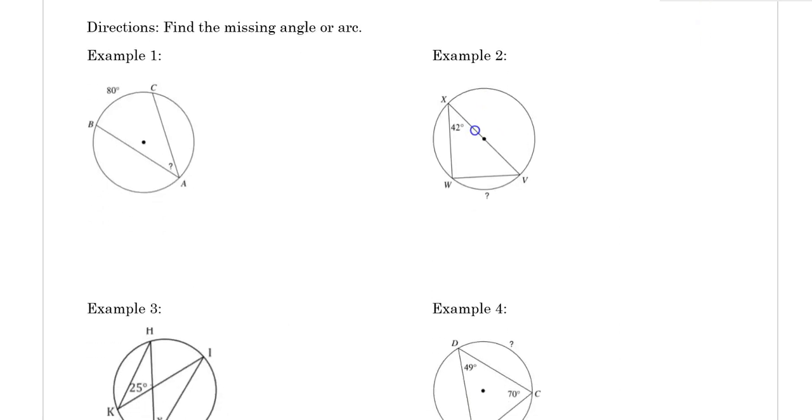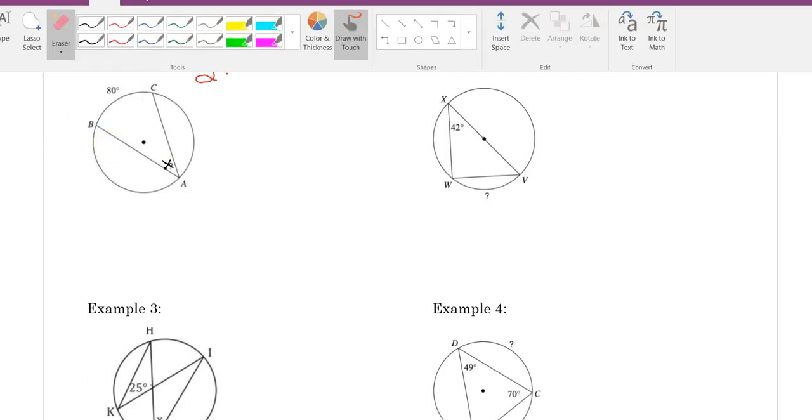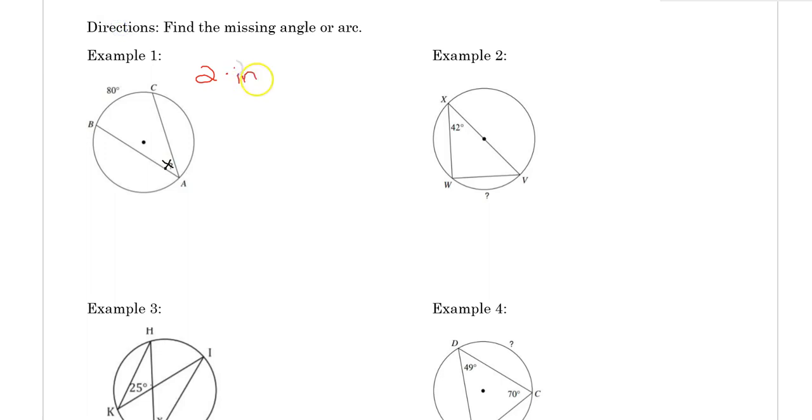All right, so let's look at example 1. Find the missing angle or arc. So, right, we have what we're looking for here. There's x. Now our relationship is 2 times inscribed is equal to the arc. So 2 times my inscribed angle, where x is, equals my arc, which is 80 degrees.